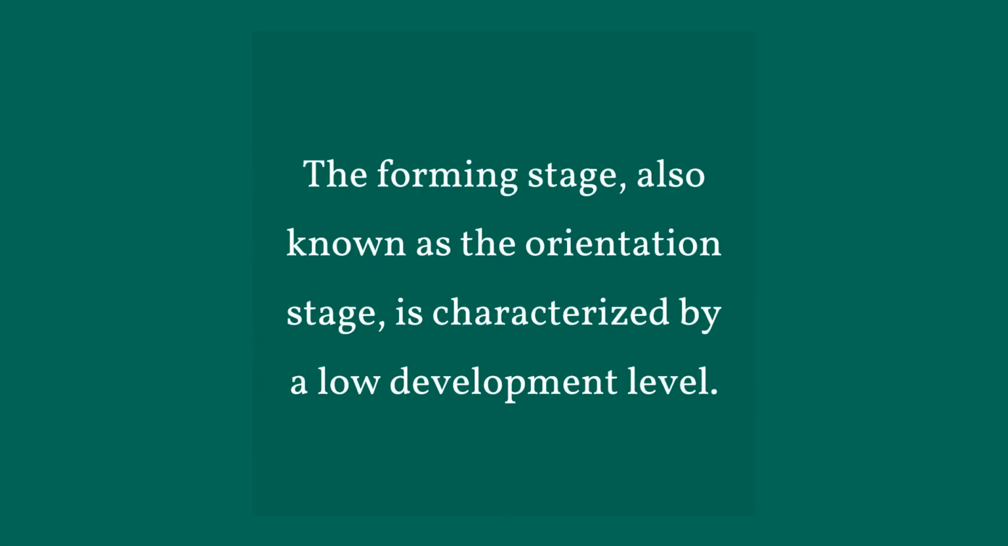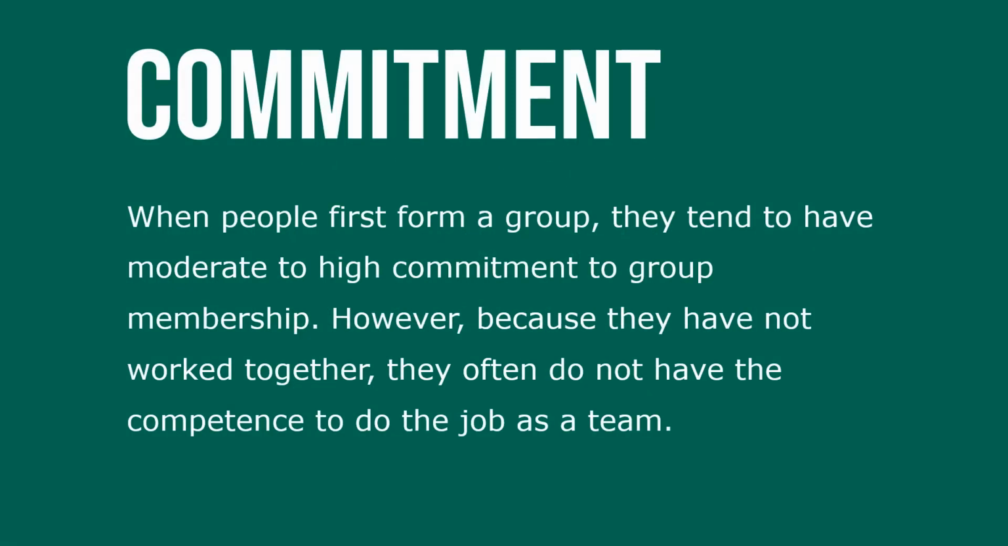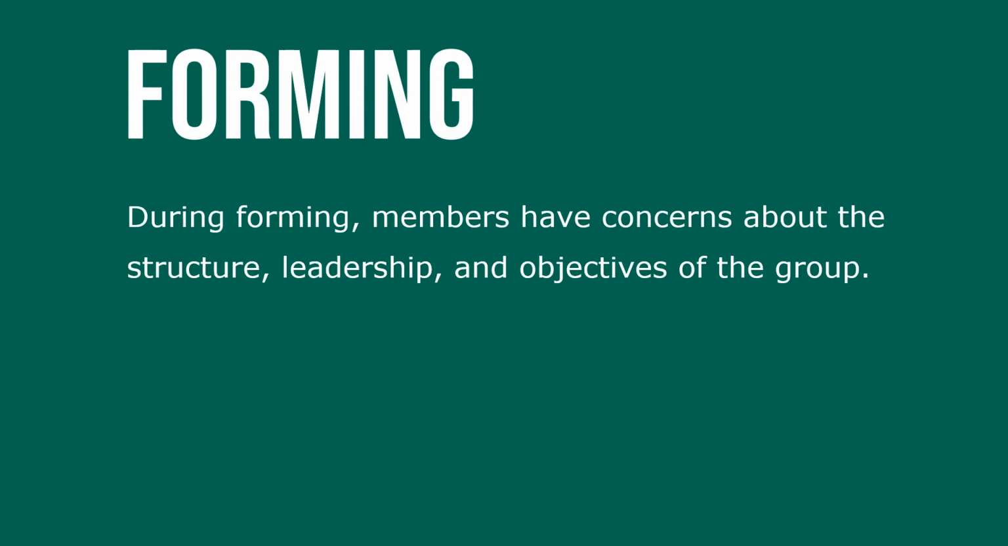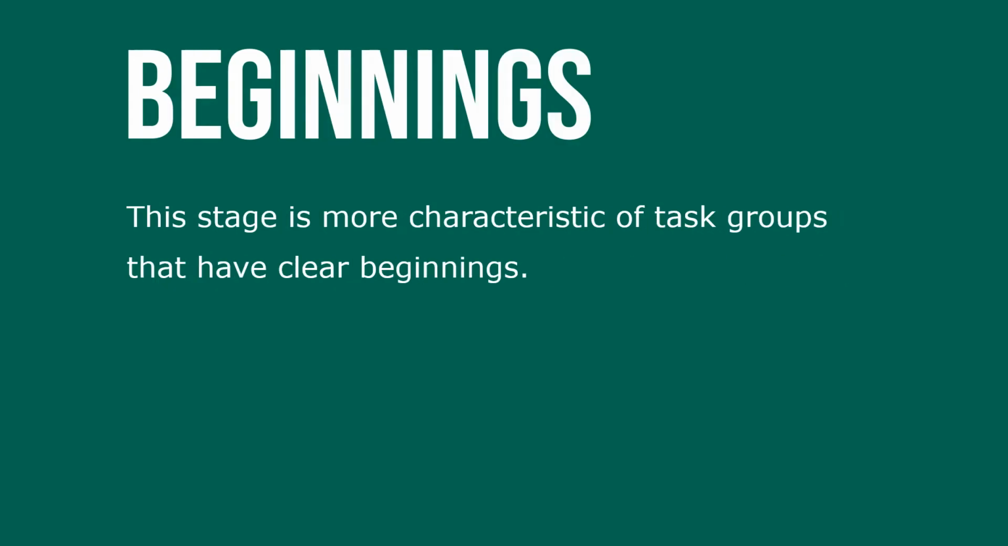The forming stage, also known as the orientation stage, is characterized by a low developmental level. When people first form a group, they tend to have a moderate to high commitment to the group membership. However, because they've not worked together, they often do not have the competence to do the job as a team. During forming, members have concerns about the structure, leadership, and objectives of the group. This stage is more characteristic of task groups and they have clear beginnings.